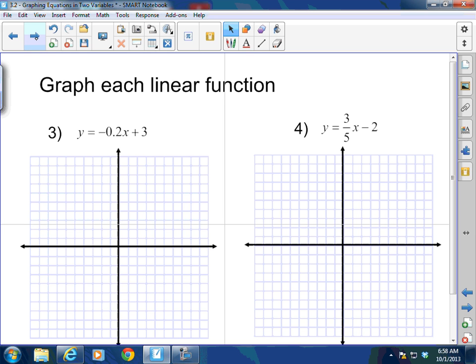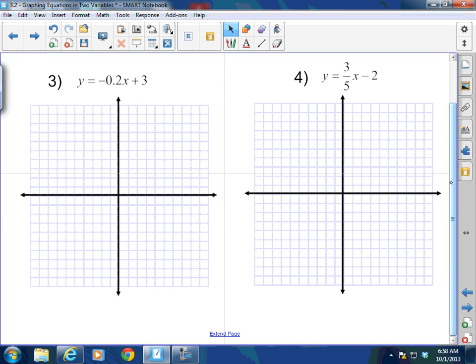Next. Okay, y equals negative 0.2x plus 3. If they ever give you a decimal in front of the x, go ahead and turn it into a fraction. That's going to be the easiest way to do this, I promise you. So this really is going to turn into y equals negative 1/5 x plus 3, because 0.2 is 1/5.